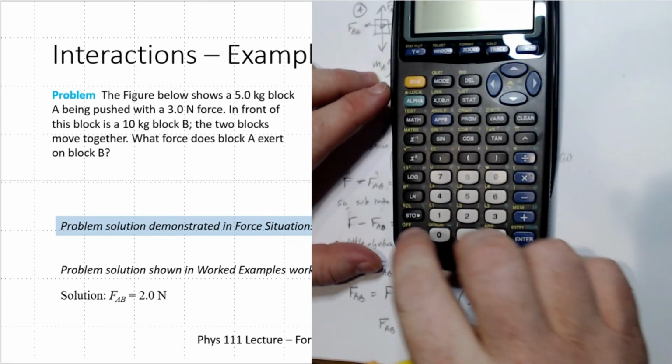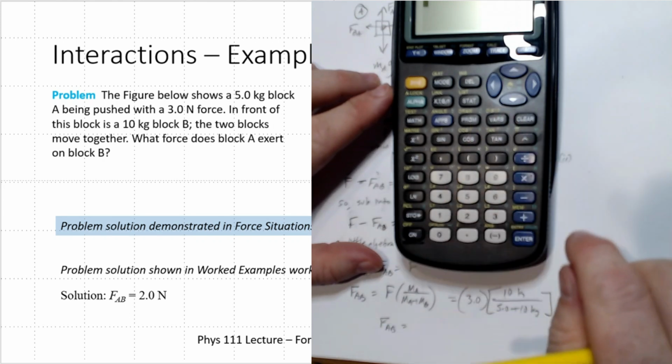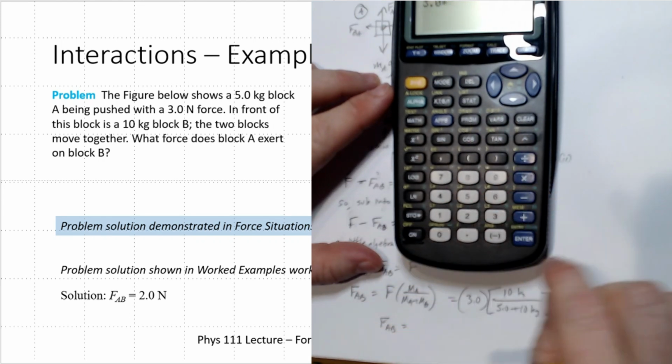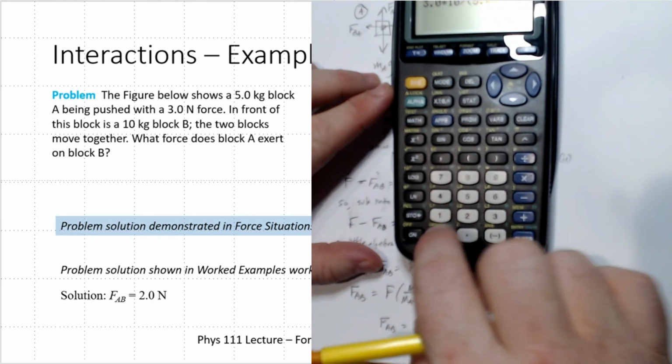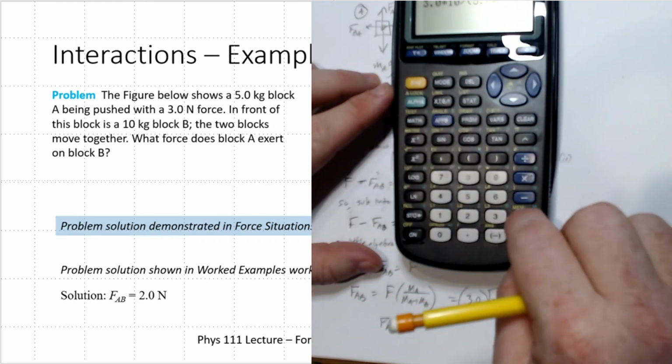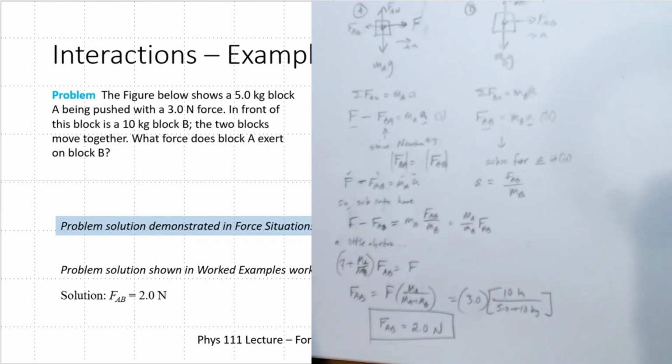And if you're looking at the numbers, you can kind of see this becomes 15, this becomes 30 up here. So let's just do the numbers. 3.0 times 10 kilograms divided by, open a parentheses here, don't trust the order of operations, it'll lead you astray. And we get 2.0 newtons. And that is the correct answer.